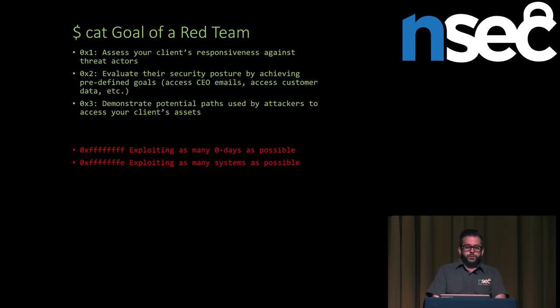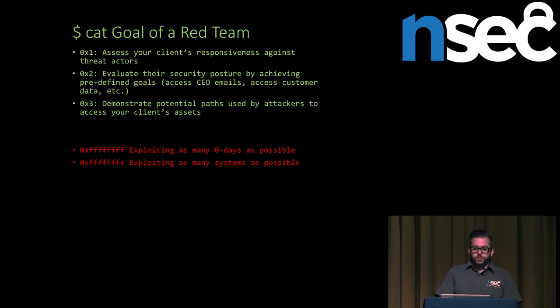Obviously, you want to assess your client's responsiveness against threat actors. Usually, when you perform an internal penetration test, you're going to run an automated scan that's going to give you a big picture of everything they have in their network and a bunch of unpatched software and stuff like that. Usually, red teamers are not going to run automated tools because we want to assess if they're able to actually detect us. So we're trying to be a bit more quiet over the network.